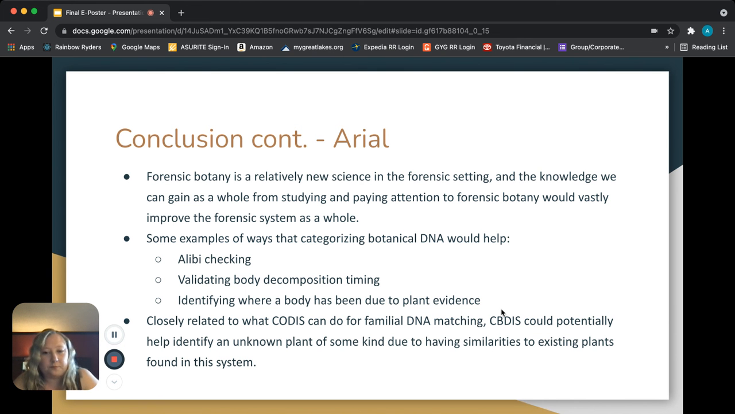its place. Closely related to what CODIS can do from familial DNA matching, CBDIS could potentially help identify an unknown plant of some kind due to having similarities to existing plants found in the system. So CODIS, with its familial DNA matching, if a DNA sample is submitted and it's not a perfect match, but it has some family DNA with it, kind of like with the Golden State Killer, how they found it with a close relative. We might be able to see that with an unknown plant. It might have some similarities to an existing plant already in the system and would help narrow down some properties of the unknown plant.